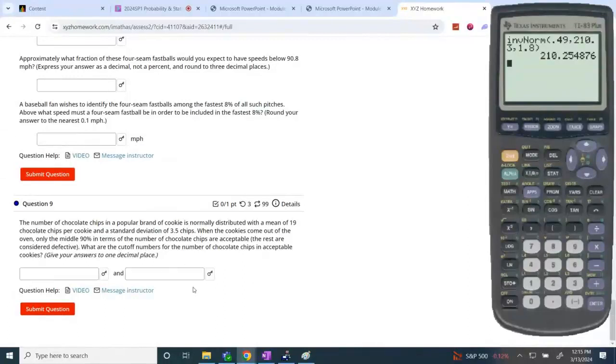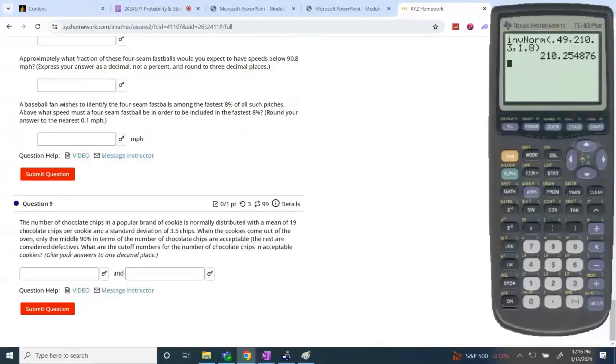Yeah, number 9. It says the number of chocolate chips in a popular brand of cookie is normally distributed, right? So this follows a bell-shaped curve with a mean of 19 chocolate chips per cookie and a standard deviation of 3.5. When the cookies come out of the oven, only the middle 90% in terms of the number of chocolate chips are acceptable.